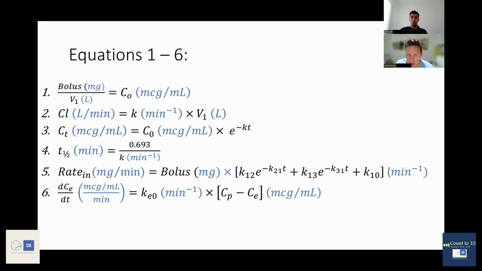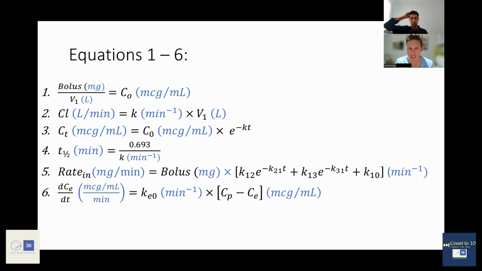Both the first and the second of those terms will decrease with time, because when time is 0, anything raised to the power of 0 is 1. So the initial rate is K12 plus K13 plus K10. And then as time progresses, as t increases, you are multiplying your K12 and your K13 by an increasingly negative number.